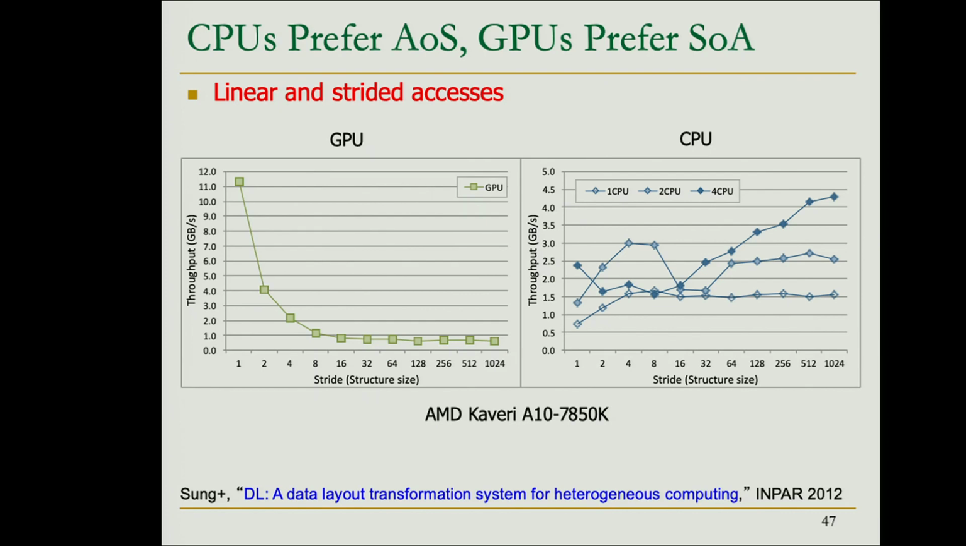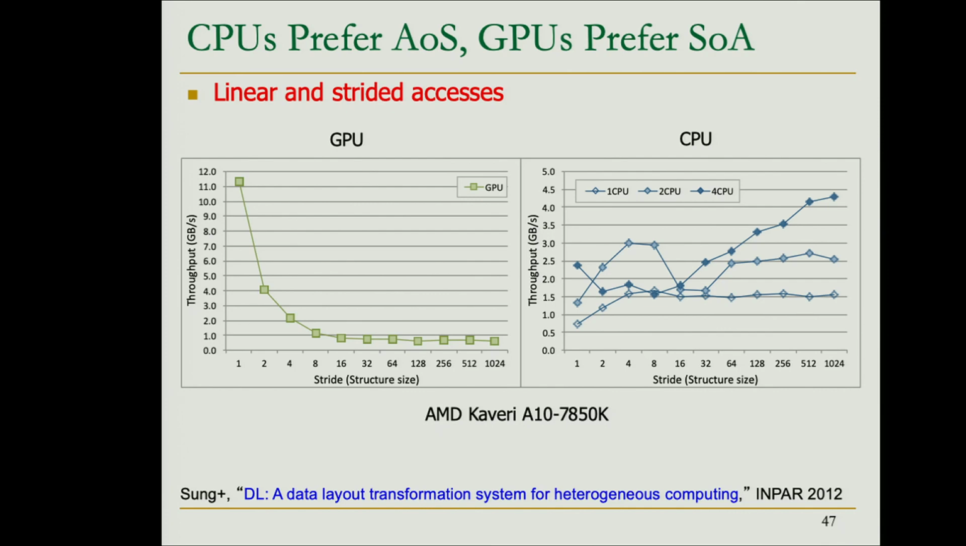What we have changed here is the structure size, and this could be like the array of structures. The longer the structure size, the longer the stride across threads. So you see how the throughput, the achieved bandwidth, is going down very, very quickly, right?